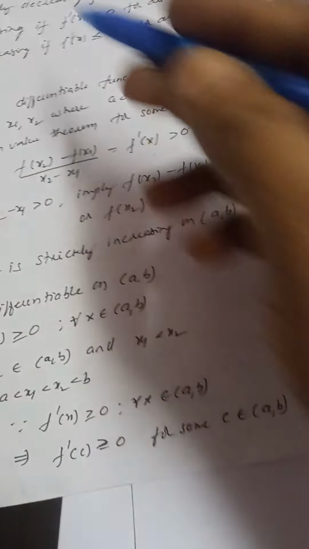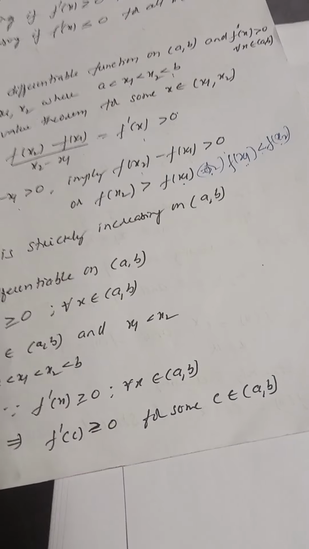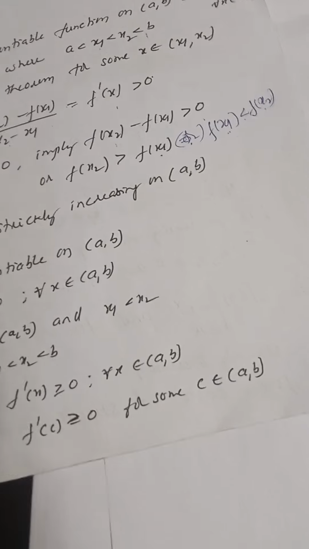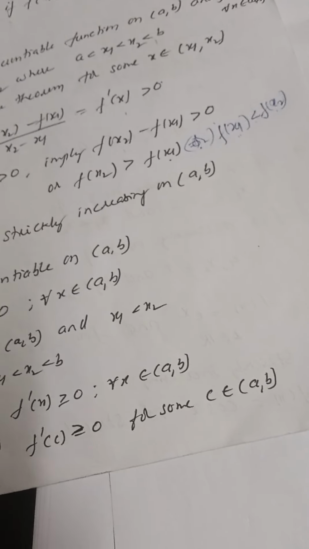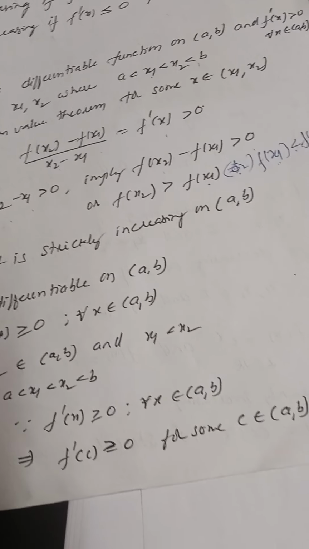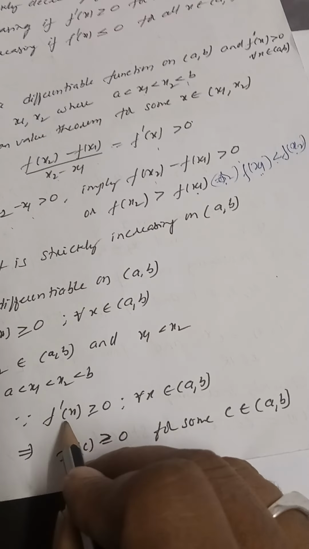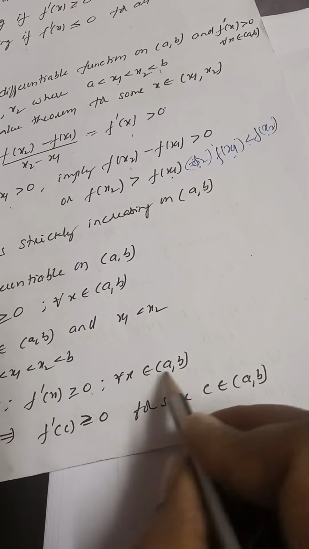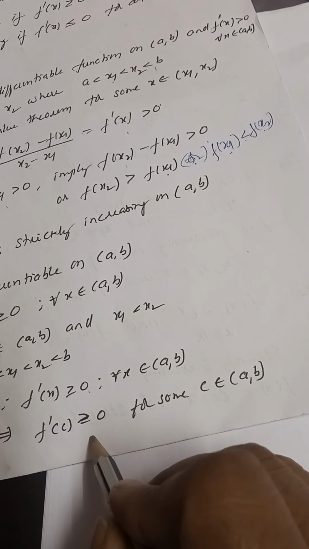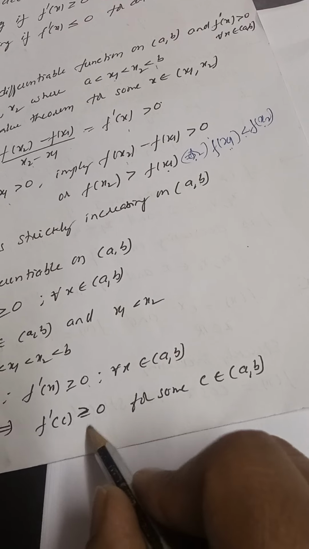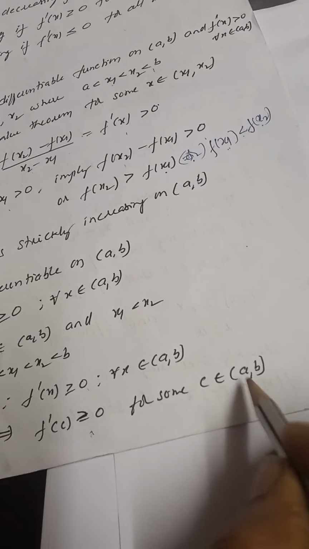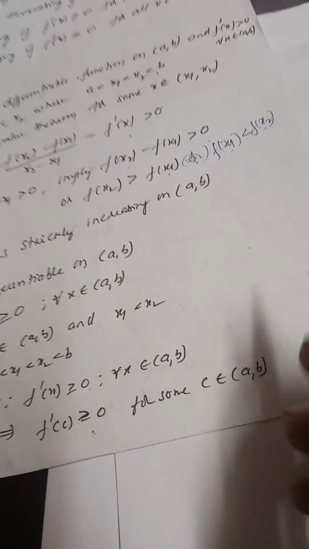Similarly, the third one. f is differentiable on (a, b), f dash of x is greater than or equal to 0, for x1, x2 belonging to (a, b) and x1 less than x2. We are taking the same interval. See here, since f dash of x is greater than or equal to 0 for all x belonging to (a, b), that implies f dash of c is also greater than or equal to 0 for some c belonging to the open interval (a, b).